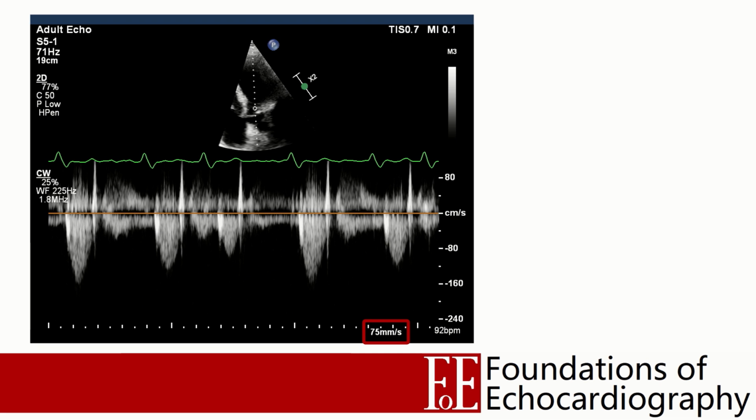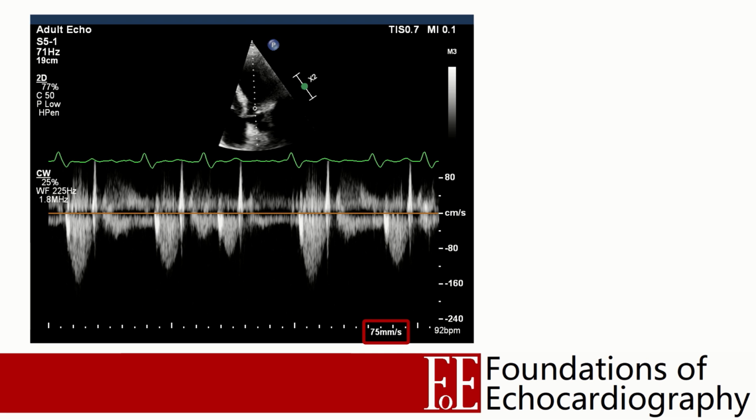We can choose a slow sweep speed, like 25 millimeters per second, if we need to demonstrate as many cardiac cycles as possible, and we might wish to do this to demonstrate variation over time, particularly variation with the respiratory cycle. We choose a fast sweep speed, like 200 millimeters per second, if we only need to show 1 or 2 cardiac cycles, but we want to make them fill the available screen space to improve our accuracy when measuring manually.